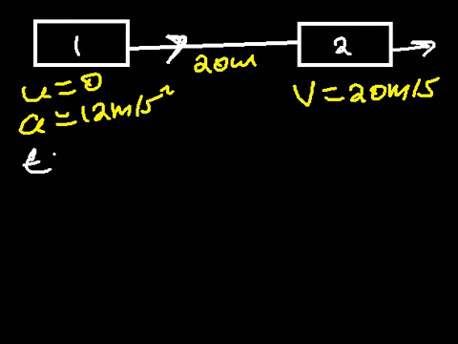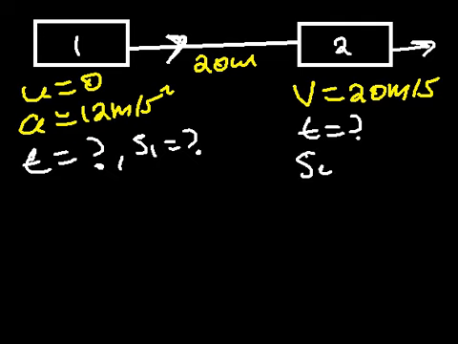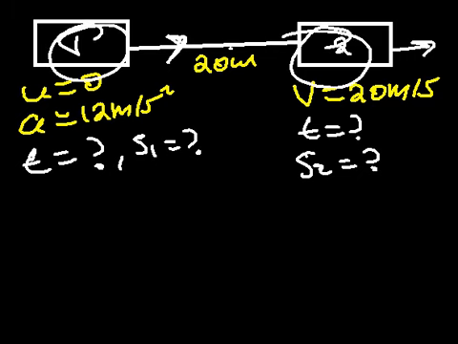We don't know the time it takes for object 1 to travel, and we don't know its displacement S1. We don't know the actual time for object 2, and we don't know the distance traveled by object 2 by the time it is caught by object 1. But the good news is that we are given the separation distance between the two objects, with object 1 behind object 2.